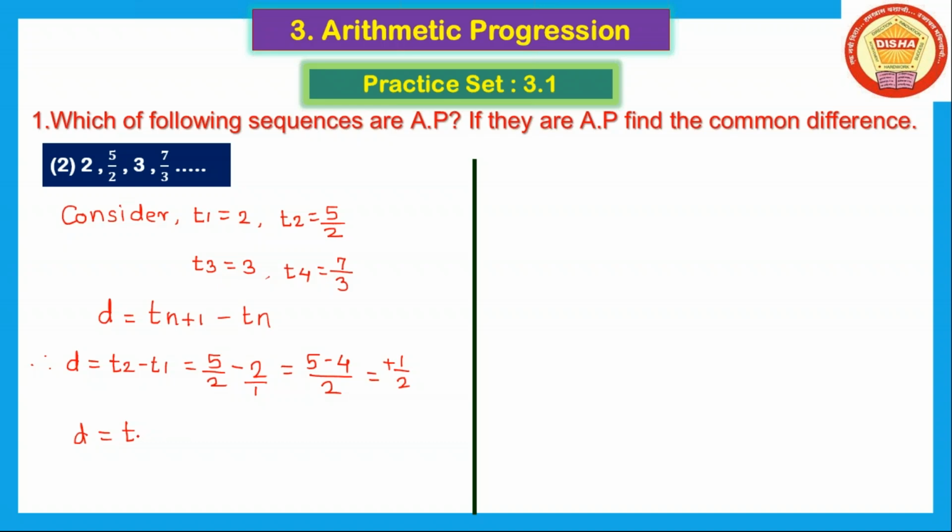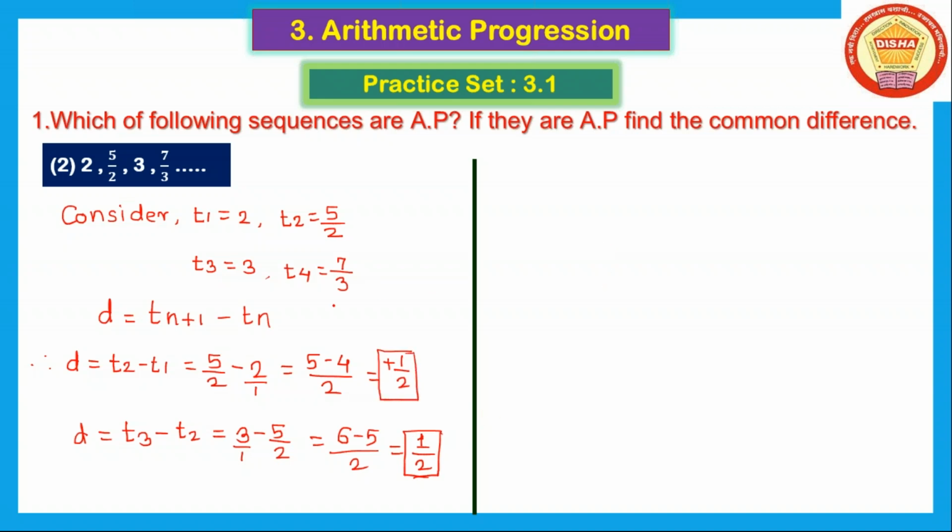Then we find the next one, that is D is equal to the difference of the next two consecutive terms, T3 minus T2. Then we put the values. Here T3 is equal to 3 minus T2 which is 5 upon 2. Again 3 minus 5 upon 2, so we take the denominator as 1 and do cross multiplication. 6 minus 5 upon 2, and the subtraction is 1 upon 2. Means for the second time we find the difference is 1 upon 2, and the first time also 1 upon 2.